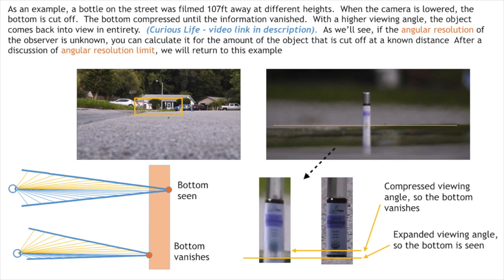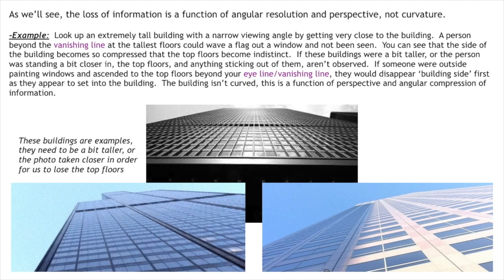But again, the bottom line here is that when we have our higher observer height, the bottom can be seen. As we lower ourselves down to the floor and the floor is taking up that same 50% of our vision, we are resolving less and less detail of this object at smaller and smaller angles, and there's a certain angle at which the information is simply too compressed and it cannot be distinguished and given context as an image, and it will disappear. So as we'll see, the loss of information is a function of angular resolution and perspective, not curvature.